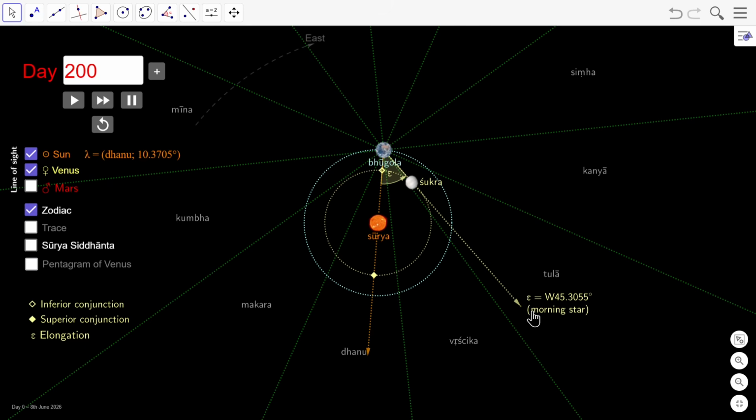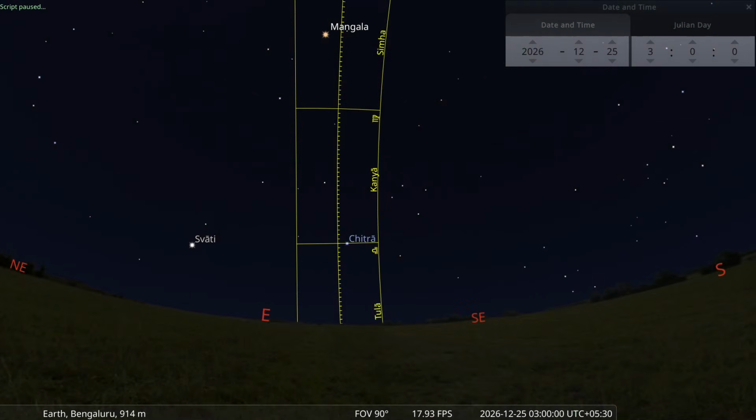Evening, Venus will set first during daylight hours. After that only sun will set. So evening you cannot see Venus at all. So this is a morning star. So let me demonstrate to you morning star also using Stellarium.